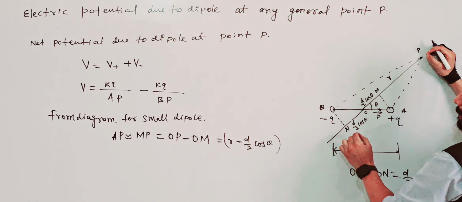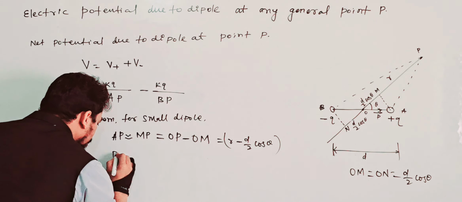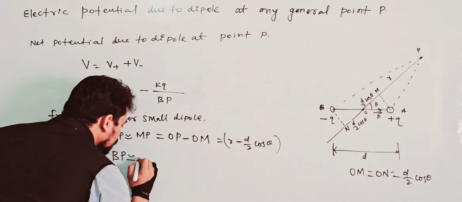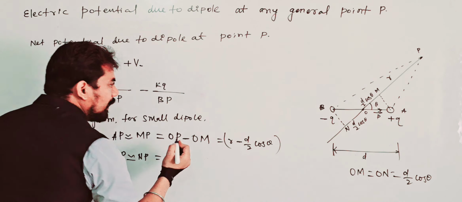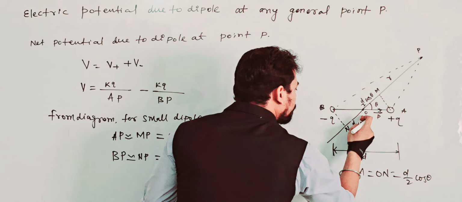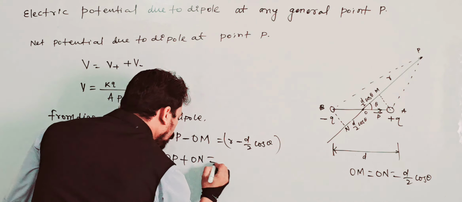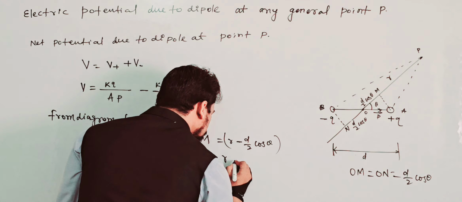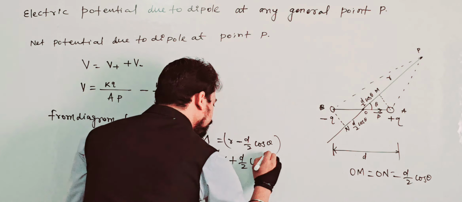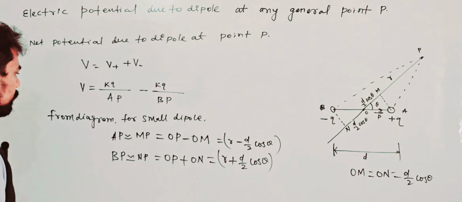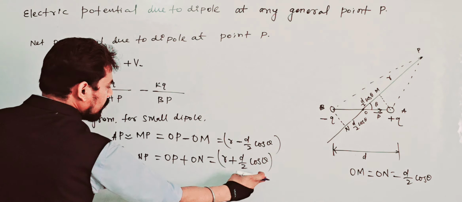Now you can see BP and NP are approximately equal, since the base and hypotenuse will be equal. BP approximately equals NP, and NP is OP plus ON. What is OP? OP is r. What is ON? ON is d by 2 cos theta. Any problem? So you can write AP and BP like this.